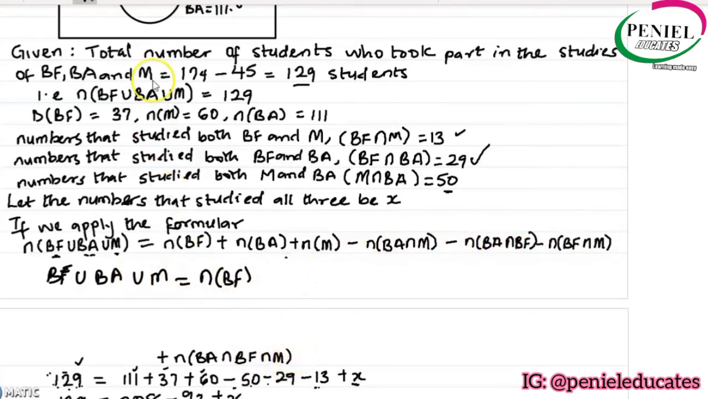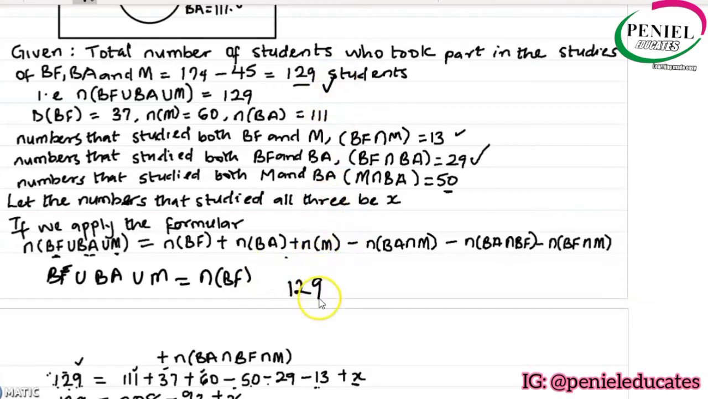That's what we're going to have. So that means what we're going to have is this BF union, those are the number of students who study all the three subjects. They study at least one, whether they are studying banking and finance, business admin or marketing. Okay, so those are the 129 that we have here.